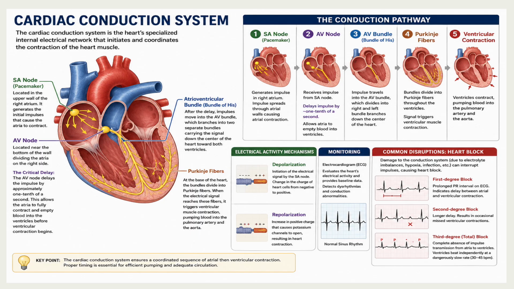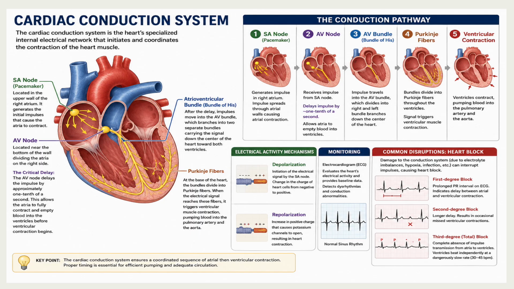Now, damage to the conduction system can occur from electrolyte imbalances. Remember in our fluid and electrolyte lecture, we talked about potassium and how it affects the heart rhythm. Like low potassium and high potassium, too much potassium can cause peaked T waves. So these are very important concepts to understand, right? Or even infection or hypoxia can also interrupt signal transmission and lead to a heart block. So there's so many things that can cause these problems.